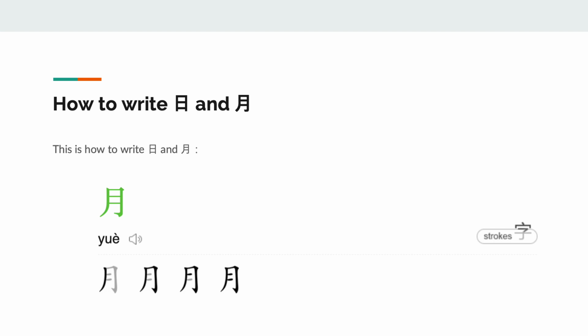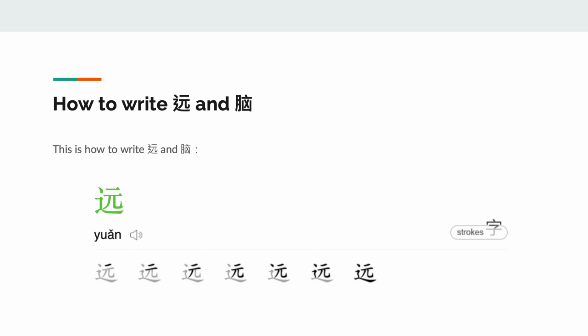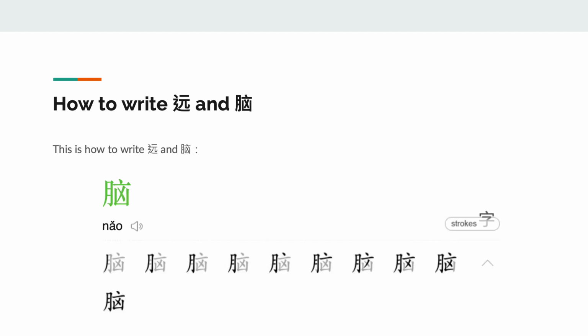Next, 月 means moon, which also has an outside frame, written before the contents. The next two characters, 远 and 脑, have bottom enclosures. 远 means far, and you can see that the bottom enclosure comes last. Then, 脑 means head. It has a bottom enclosure that comes last as well. These are the correct ways in which to write these characters.